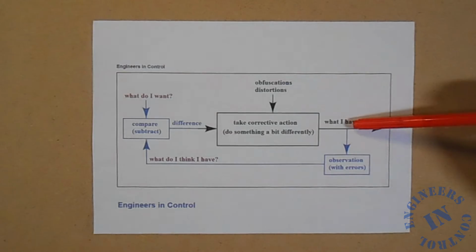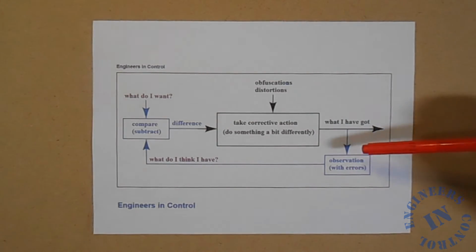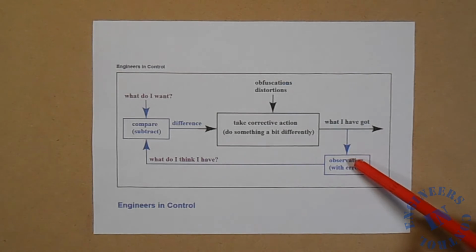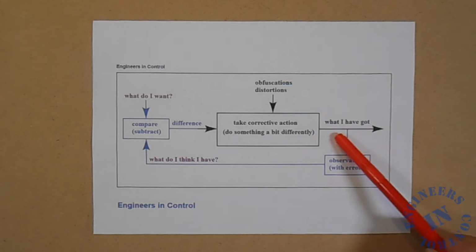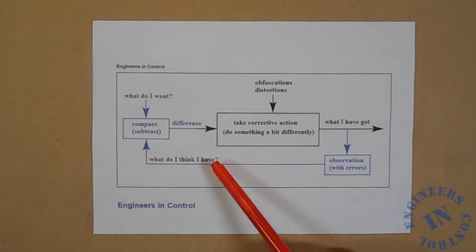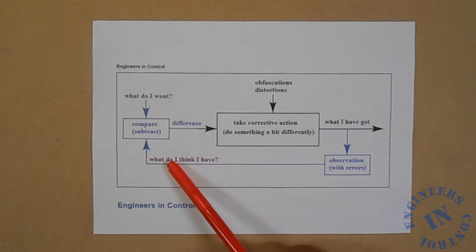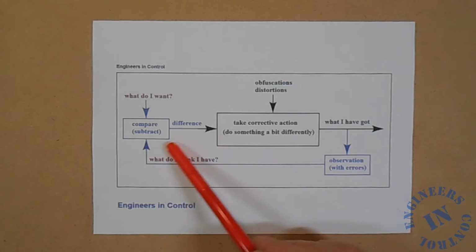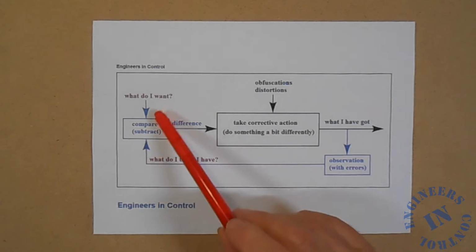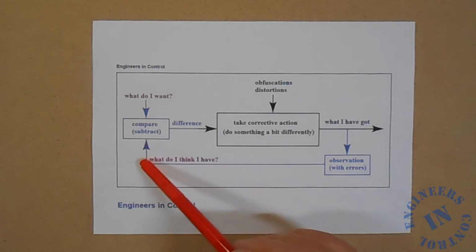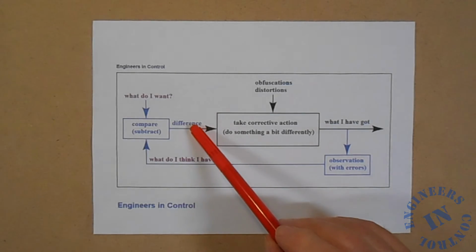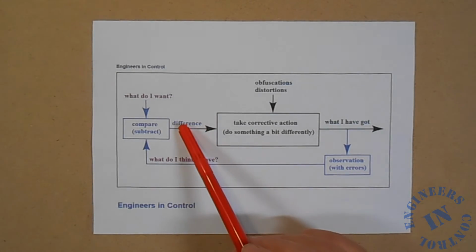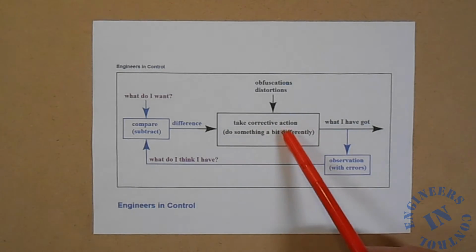And so what you do is we observe what we've got, and the observation obviously may have errors in it. In other words, what you observe is not necessarily precisely what you've got. And so I've labelled this, what do I think I have? So what do I think I have will not be the same as what it is that you want. And so you compare the two, and it's the comparison that's important. And the difference between them is the driving force to take some corrective action. So you do something a little bit differently.